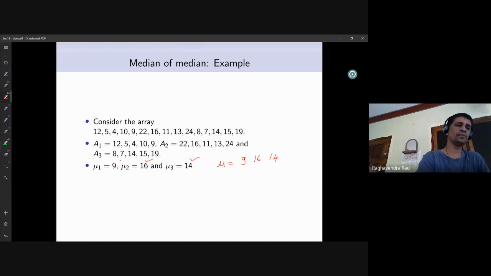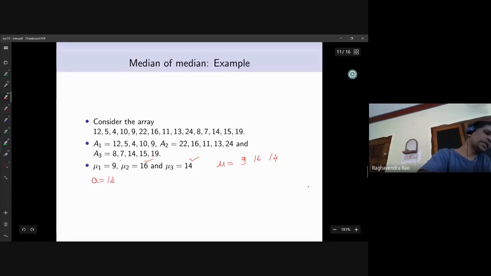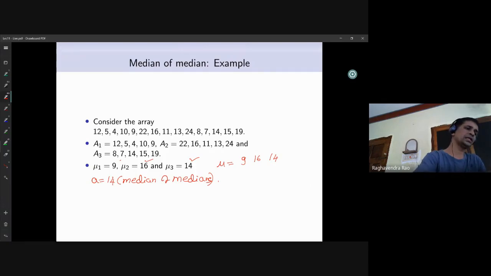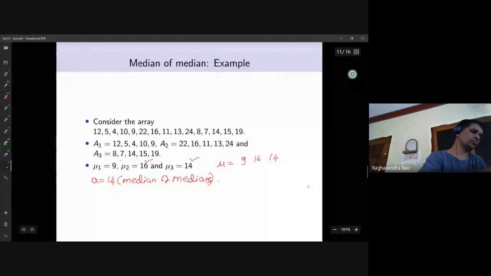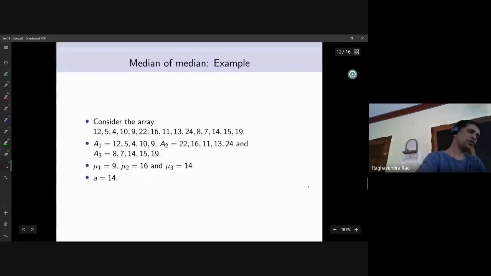So what is the value of A here? In this case, it's trivial. It's a size 3 array, but in general, you could have n by 5 elements there. So what is the median here? 14, right? So A is 14. We just call it the median of medians. This recursive call yields us 14. We are not analyzing the recursive call, we are just taking the value to demonstrate. So our value of A is 14.